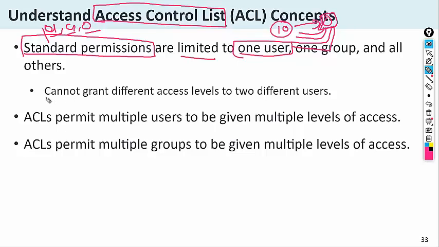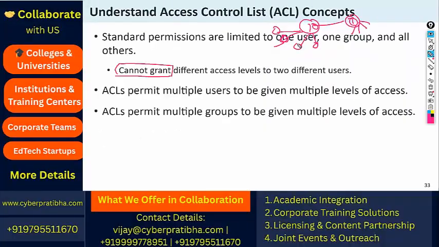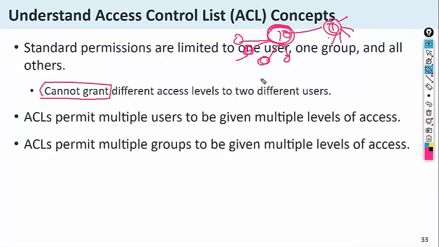They cannot grant a different access level permission to a different user. For example, there are 10 users and one group. All the permissions implemented on the group will be inherited by all the users who are members. If there are 10 members, you cannot give the permission of accessibility on a different level. You can only give the permission to the group and the same permission is implemented for the other users. This is the drawback of the standard permission.